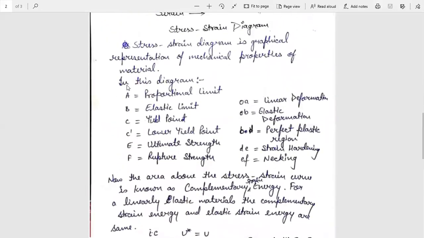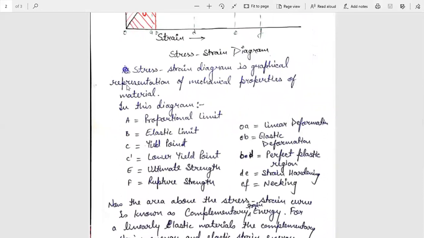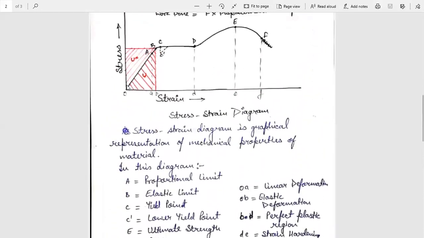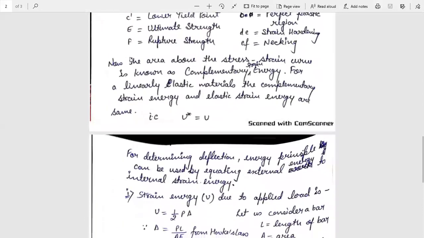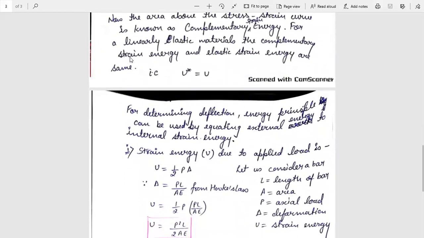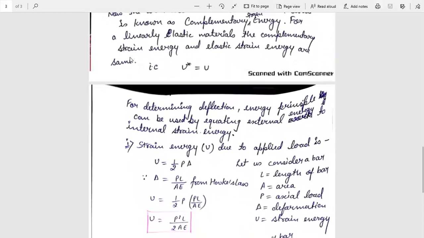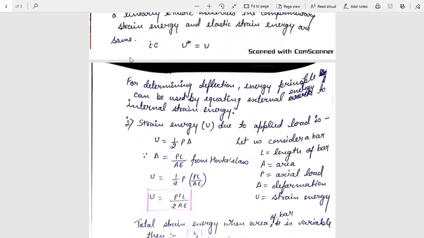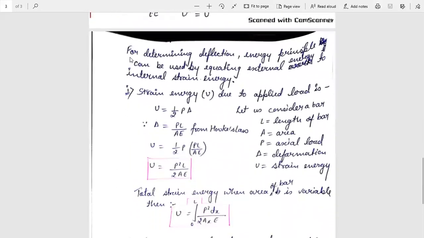Now, the area above the stress strain curve is known as complementary strain energy, which is this part. For a linearly elastic material, the complementary strain energy and elastic strain energy are the same. That is, U star, which is complementary strain energy, is equal to U, the elastic strain energy. For determining deflection, the energy principle can be used by equating external energy to internal strain energy.